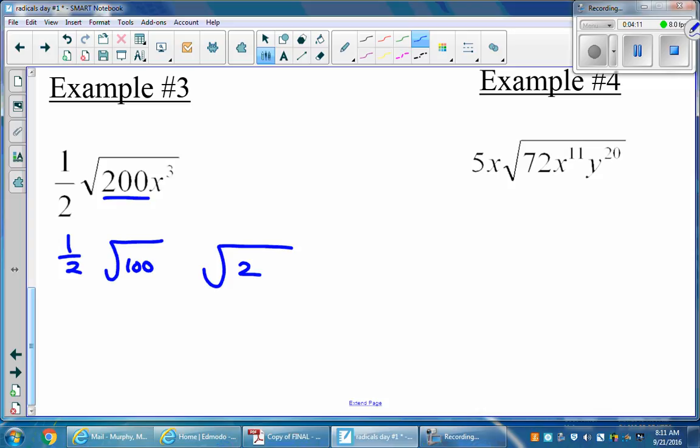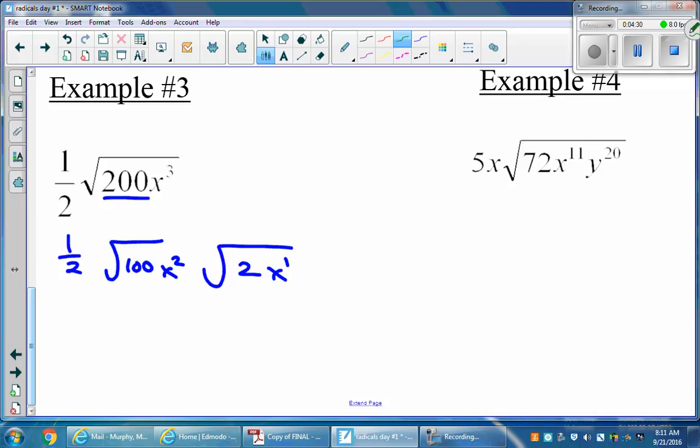I'm then going to look at my variable. My variable is x to the 3rd. X to the 3rd is not a perfect square because the exponent is not even. So I'm then going to take that x to the 3rd and break it into 2 parts. One of my parts is going to be x squared, the other one is going to be x to the 1st. The reason I went with x squared is it's the largest even number that's less than 3.